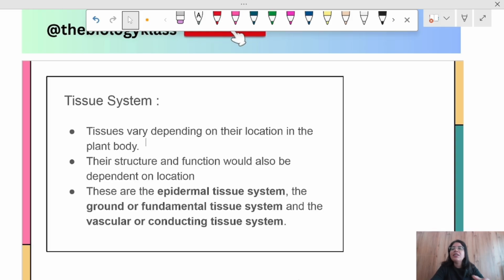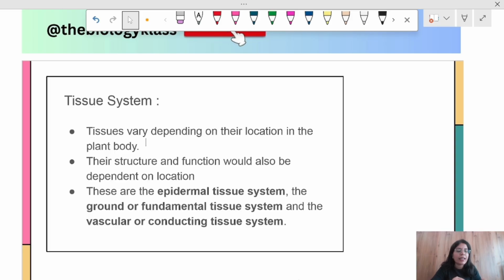So in order to understand them more easily, we can group them under one more category, which is called tissue system. What is the meaning of tissue system? Tissue system is nothing but the tissues grouped as per the function they are performing in the plant body, and based on where they are located, you can group different types of tissues under different tissue systems, right? And basically in the plant body, you only have three types of tissue systems. Okay, so what are these three types of tissue system? First is epidermal tissue system, second is ground tissue system, and third is vascular tissue system.